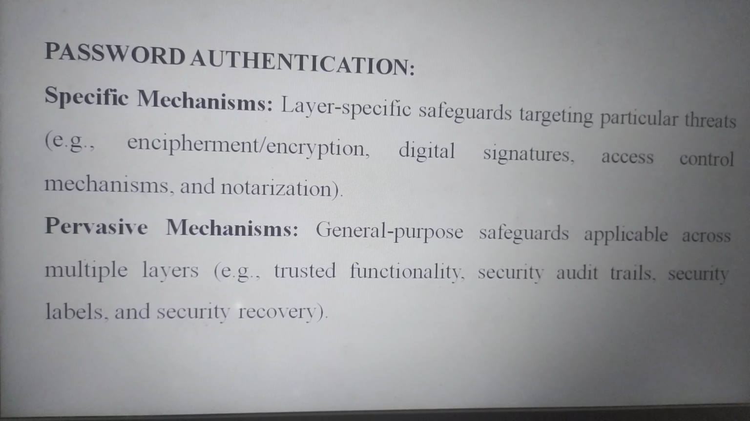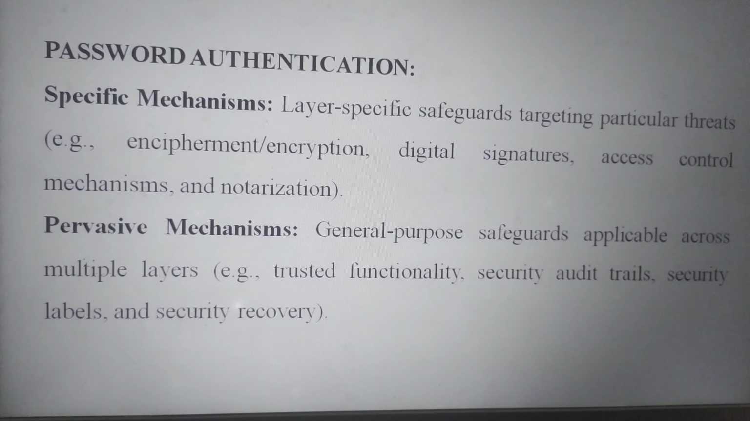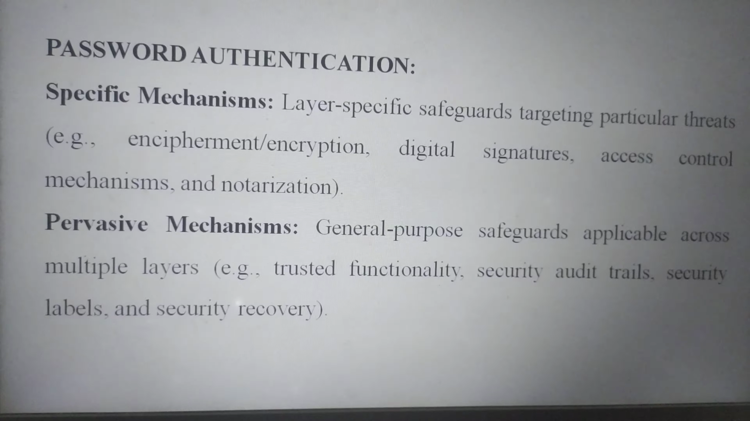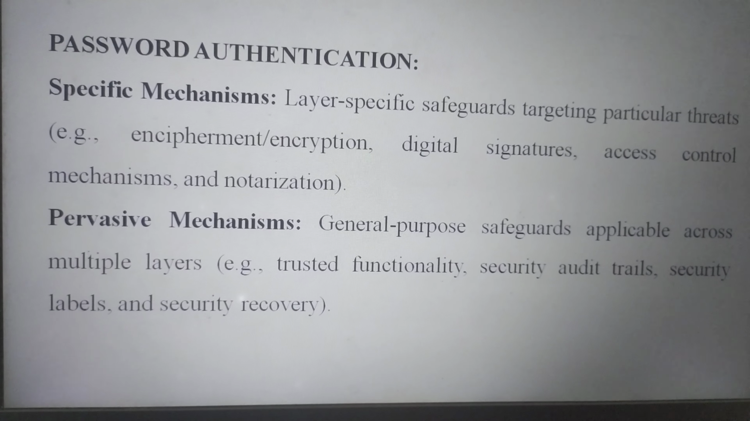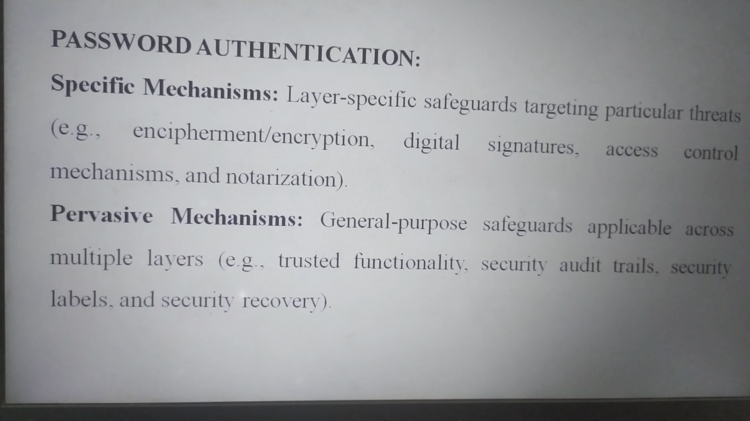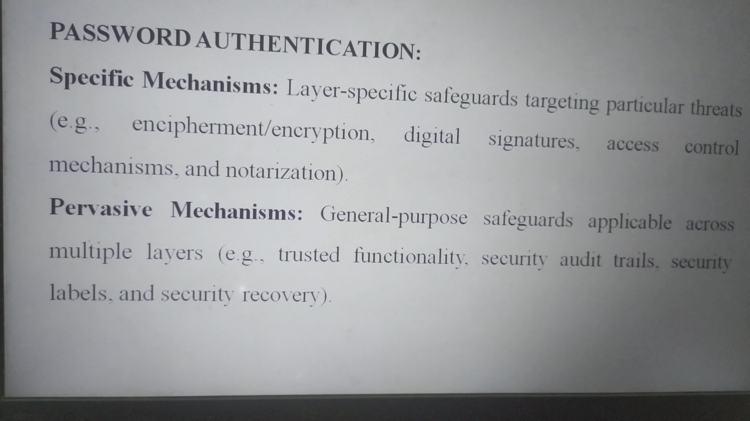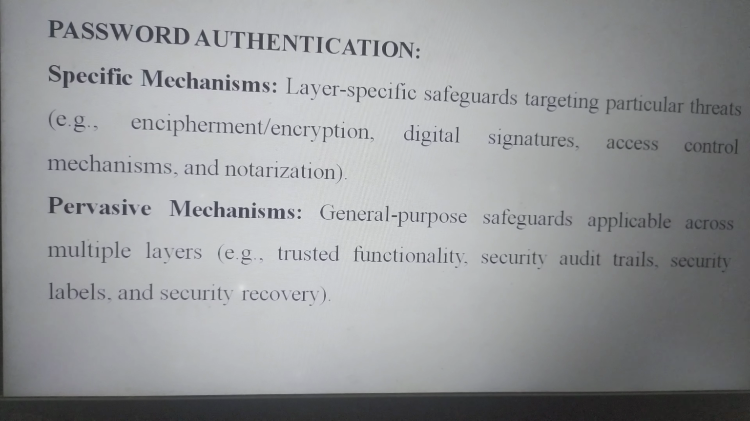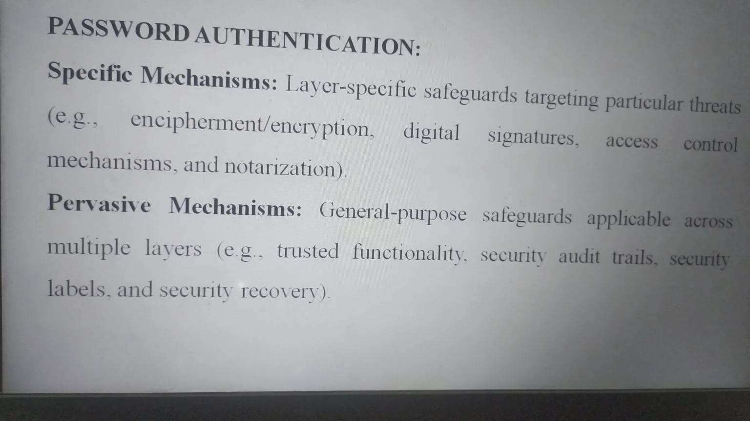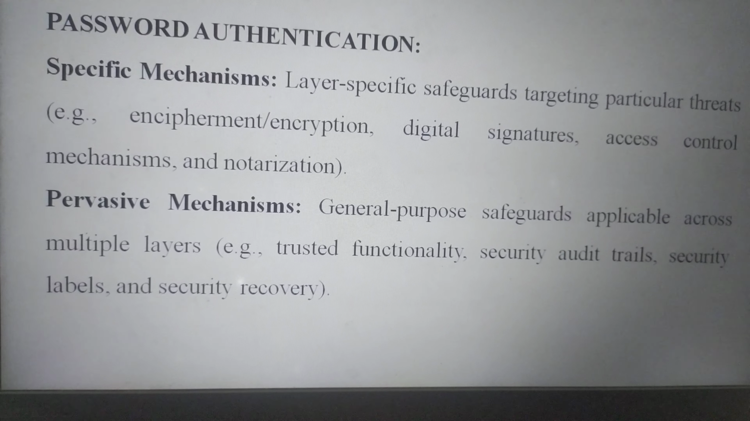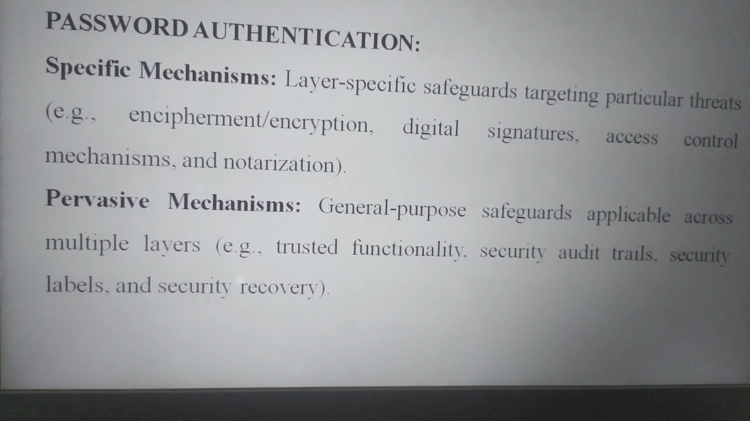Next one is password authentication. Here there are two criteria. First one is specific mechanisms and second one is pervasive mechanisms. Specific mechanisms are layer-based safeguard techniques, that is encryption, digital signature, and access control mechanisms. Second one is pervasive mechanisms, which are general-purpose safeguards. Whereas specific mechanisms are specific safeguards, pervasive ones are general.